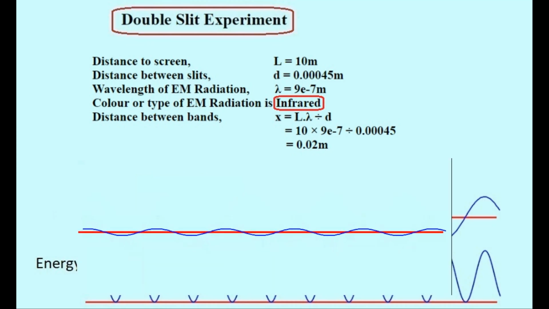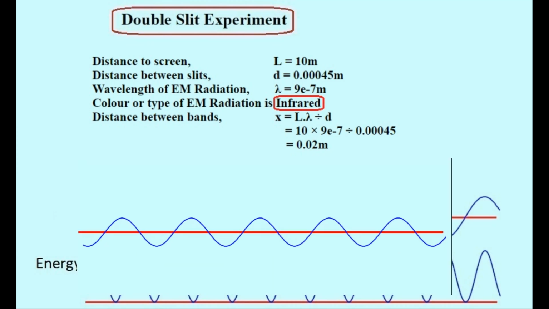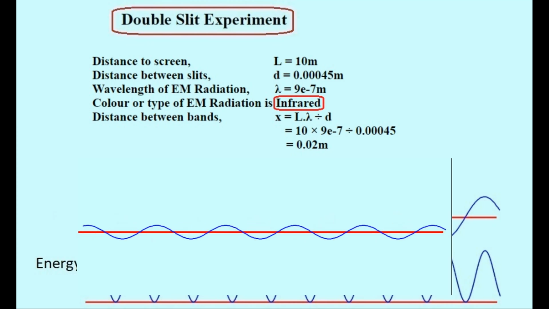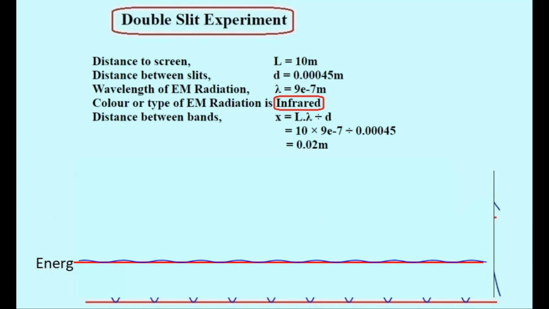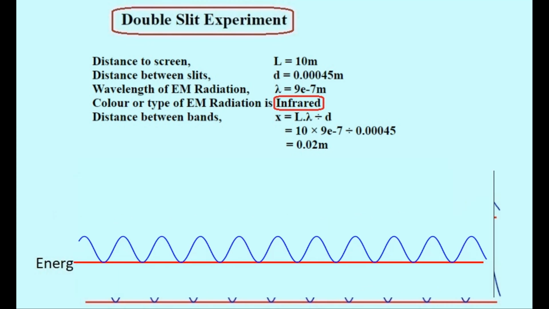Here is the electric field for infrared light, bobbing up and down. Notice that it is slower than for blue, because it has a lower frequency. Here is the corresponding energy distribution for infrared light.